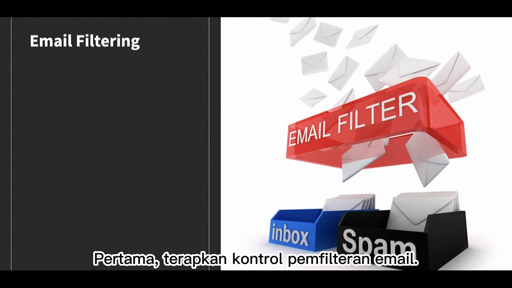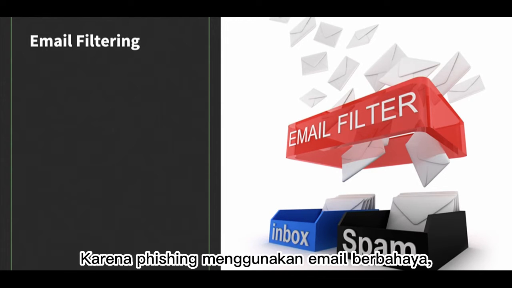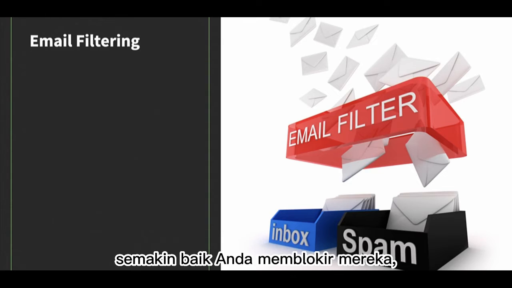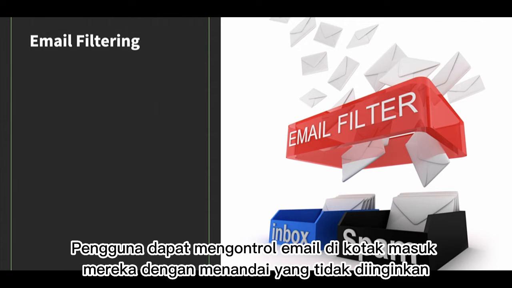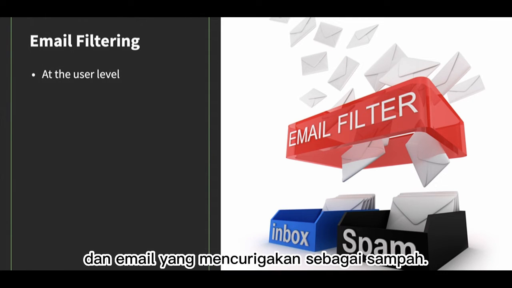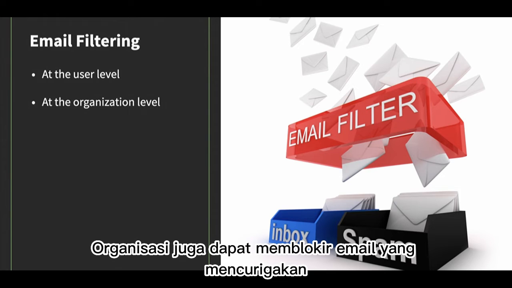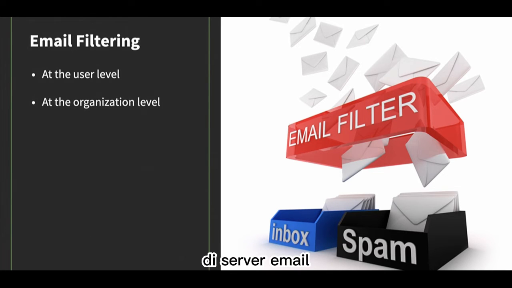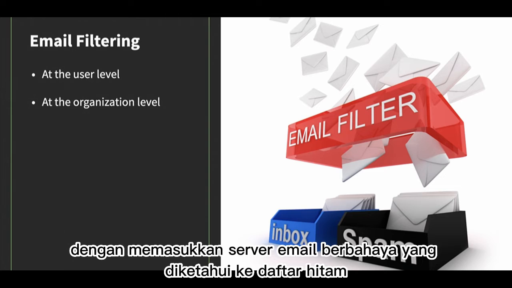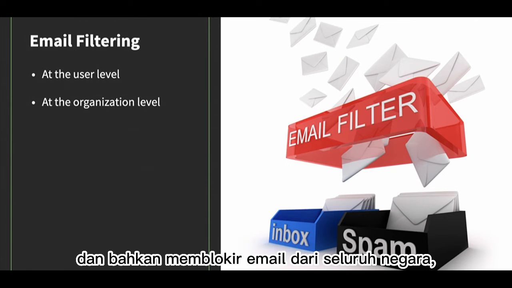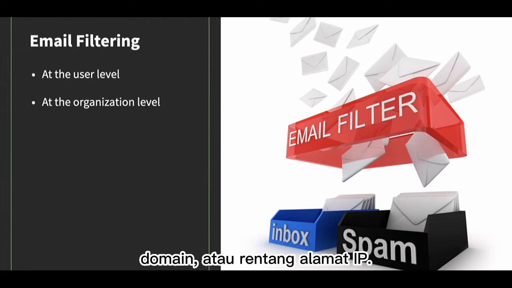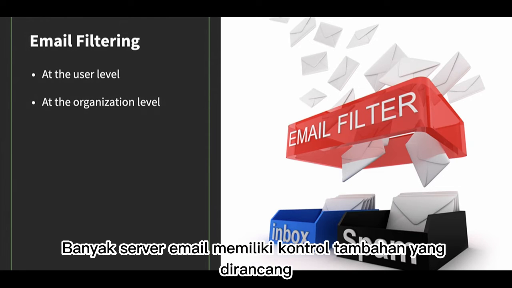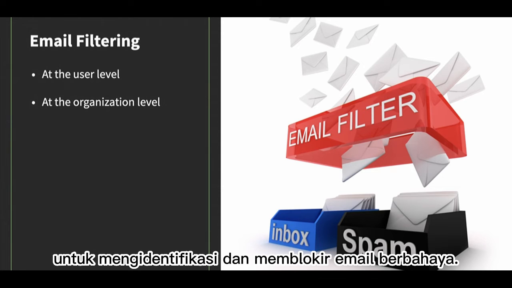First, implement email filtering controls. Since phishing uses malicious emails, the better you get at blocking them, the more you'll be protecting yourself and your organization. Users can control emails at their inbox by flagging unwanted and suspicious emails as junk. Organizations can also block suspicious emails at the email server by blacklisting known malicious email servers and even blocking emails from entire countries, domains, or IP address ranges. Many email servers have additional controls designed to identify and block malicious emails.